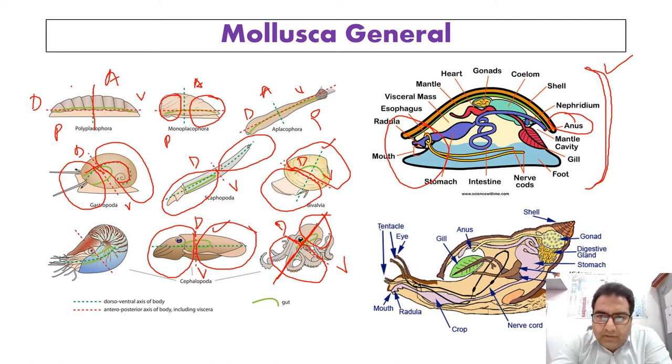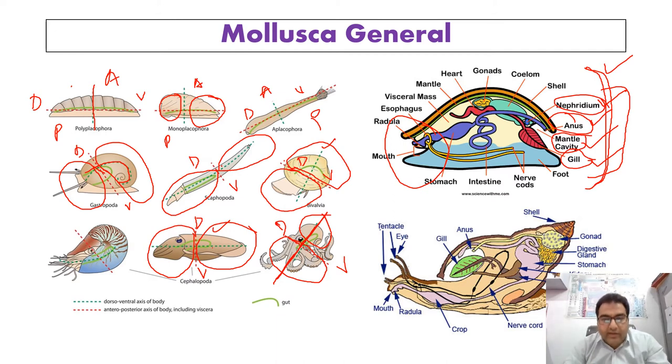Those organs which I shall be telling you, you have to keep in mind: this is the anus on the posterior side, this is the mantle cavity on the posterior side, this is the gill which is on the posterior side, this is the nephridium which is on the posterior side. So these very important organs, the visceral organs, are on the posterior side in that organism where there is no torsion.